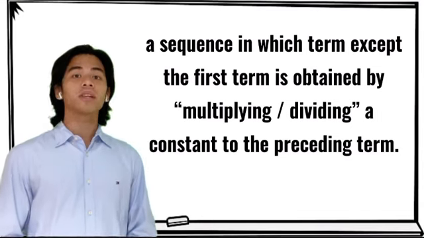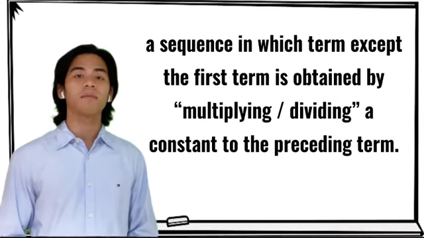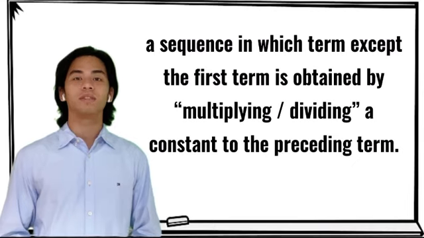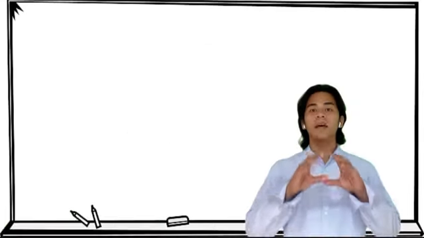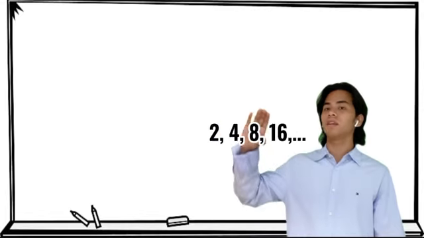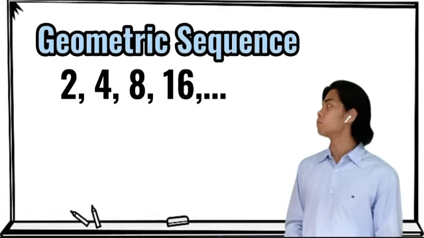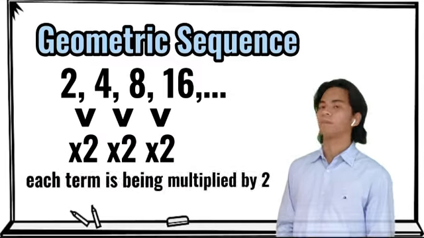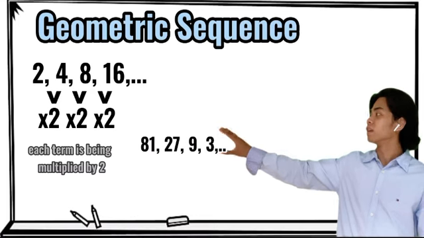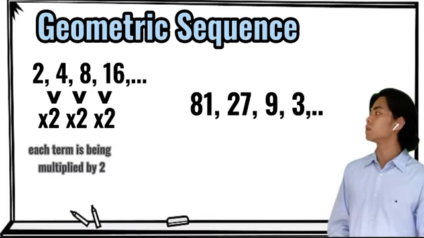A geometric sequence is a sequence in which each term except the first term is obtained by multiplying or dividing a constant to the preceding term. So let's have an example. We can say that this is a geometric sequence because each step multiplies by 2. And another example: this is also a geometric sequence because each step divides by 3.